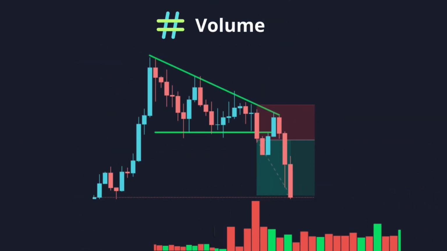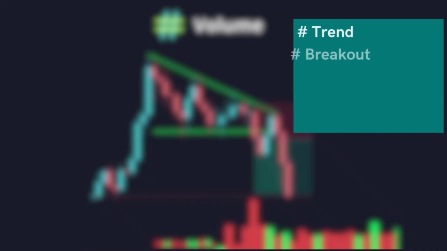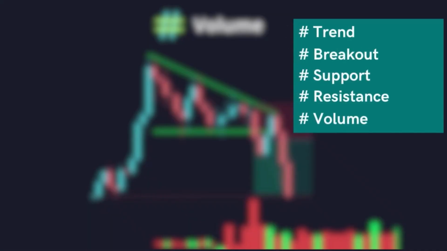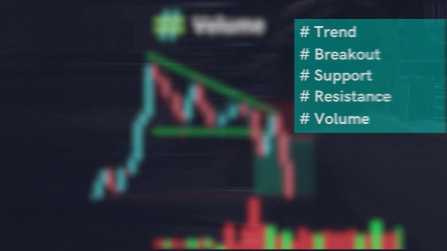One more thing to consider is the volume of trading. By looking at the volume, we can confirm if the pattern is valid. Typically, the volume tends to decrease during the consolidation phase of the descending triangle and then increase when the breakout happens. This increase in volume supports the significance of the pattern. By understanding all these elements of the descending triangle, including the previous trend, breakout direction, support and resistance lines, and volume, we can gain valuable insights into what might happen next in the price movement.